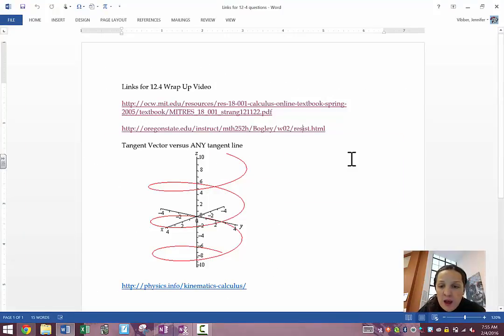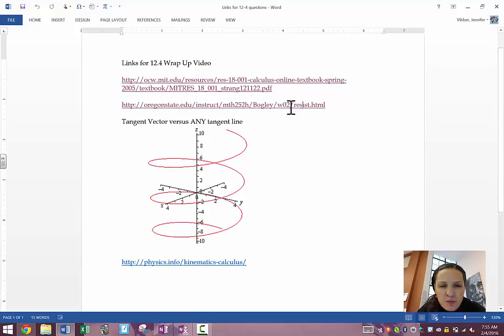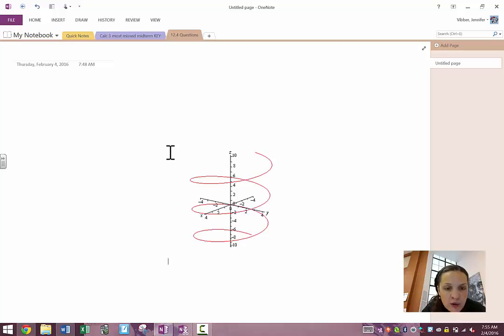Another one that was asked, I believe it was Permiti asked this one. Permiti asked a question about tangent vectors, and she said, isn't there more than one tangent vector to a line? And there absolutely is more than one tangent vector to a line. So let me show you what that's going to look like here.